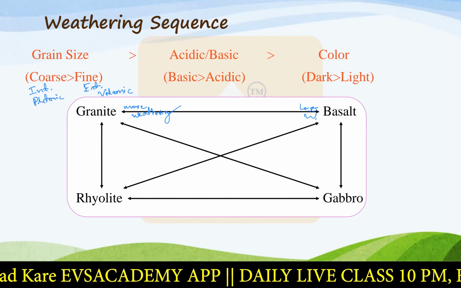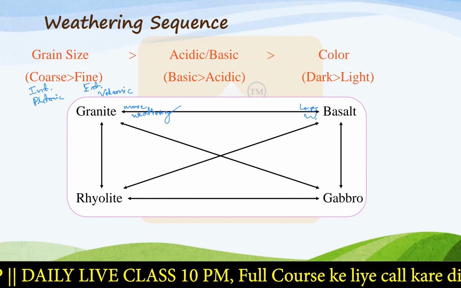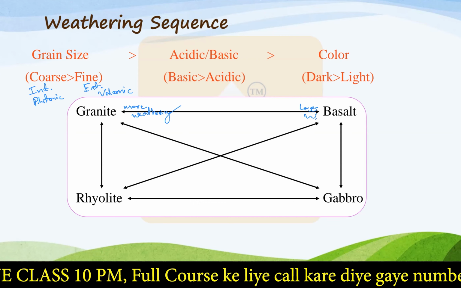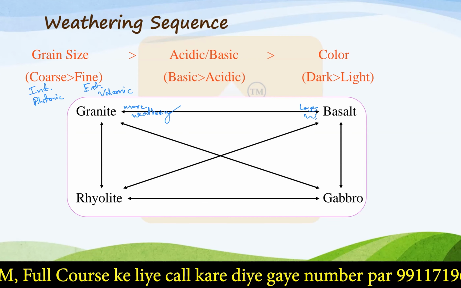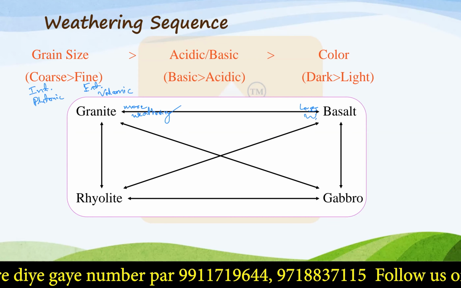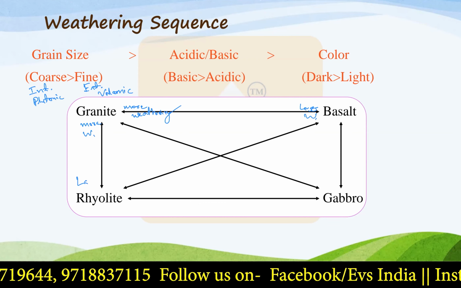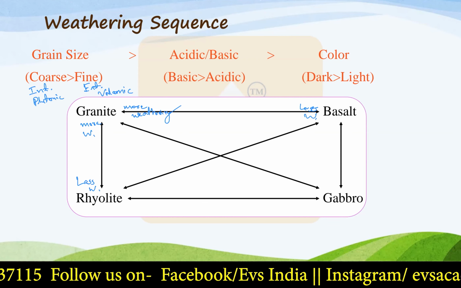Now compare the granite and rhyolite. So granite is again a kind of intrusive rock. Intrusive means coarse grain, and rhyolite is a fine grain which is extrusive or volcanic type of rock. So again granite will have more weathering, while the rhyolite will have less weathering.